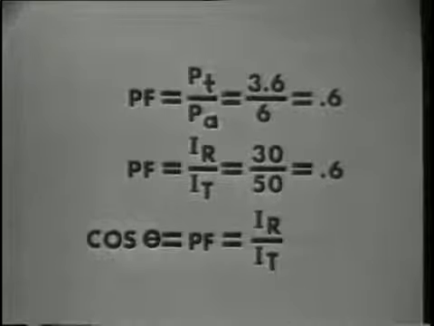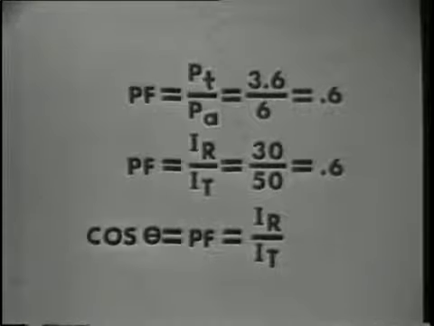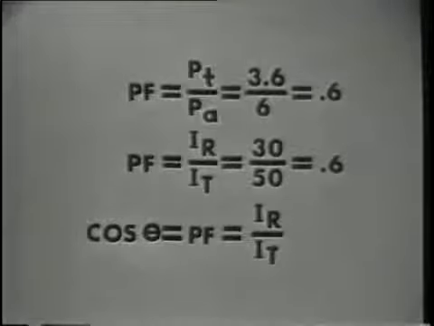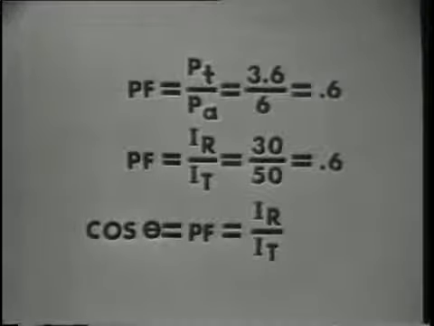Now, the ratio of true power to apparent power is the power factor. And stated mathematically, power factor equals true power over apparent power, or 3.6 over 6 equals 0.6. The power factor for our circuit is 0.6.